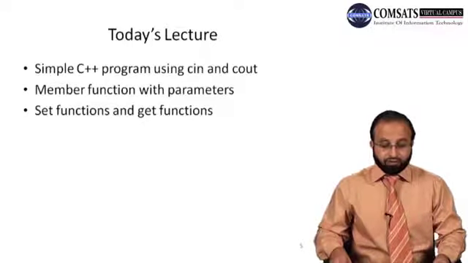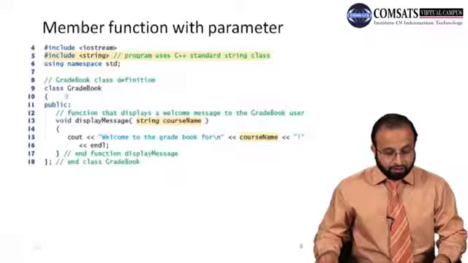Member function with parameters. Consider the same example, the GradeBook example. Now you can see this is the class GradeBook. The definition starts from line number 9 and ends at line number 18. We have the function displayMessage, right? Now this function has one parameter of type string, right?